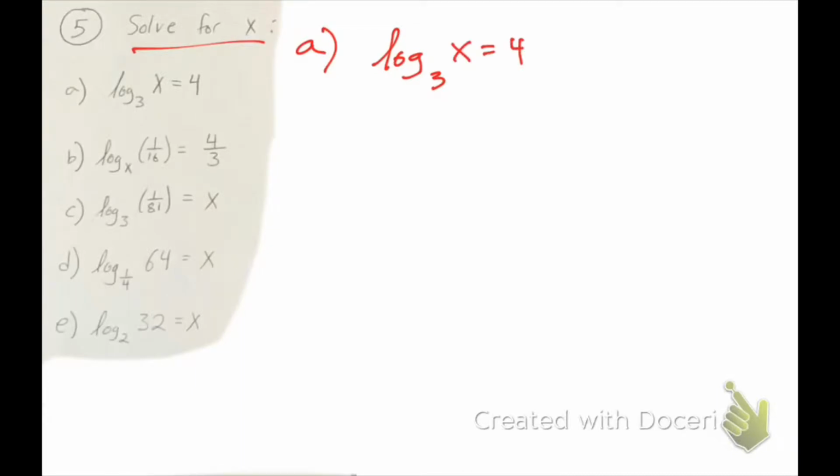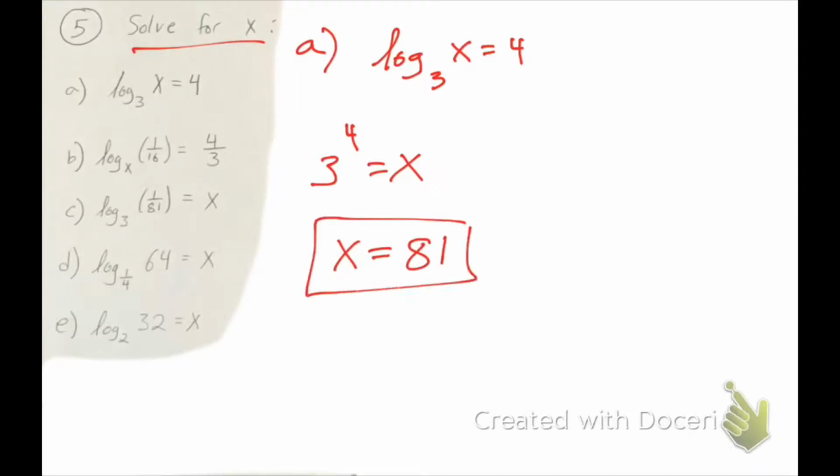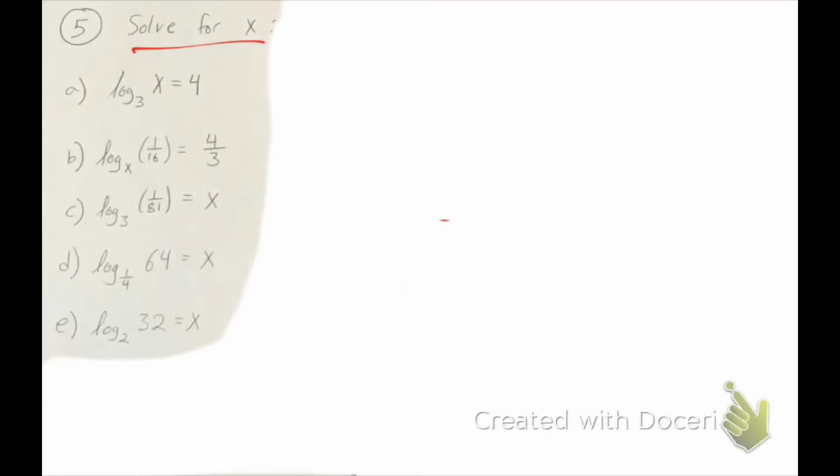Again, I recycle. You'll see that basically every single time we're going to recycle. So I get 3 to the power of 4 equals x, which 3 to the power of 4 is 81. Double check. Okay. So that one's pretty straightforward because it's just an exponent problem. Let's look at example B.